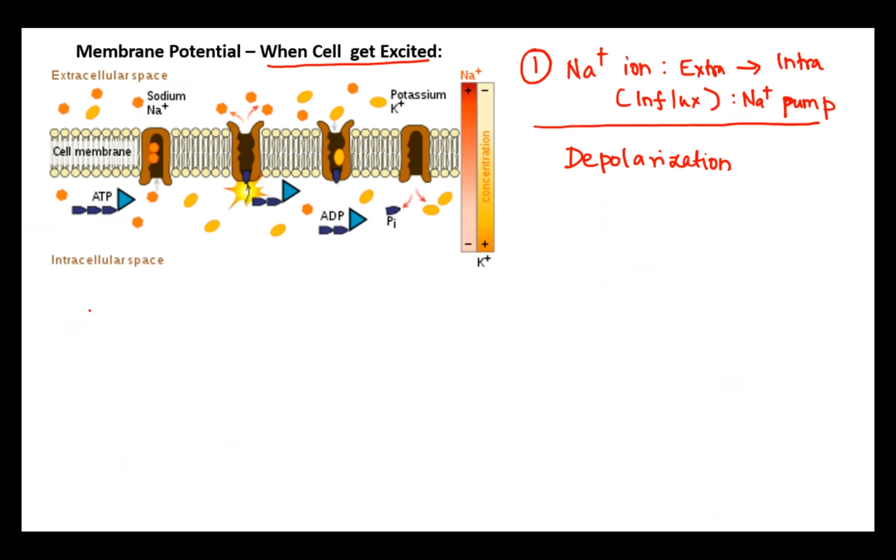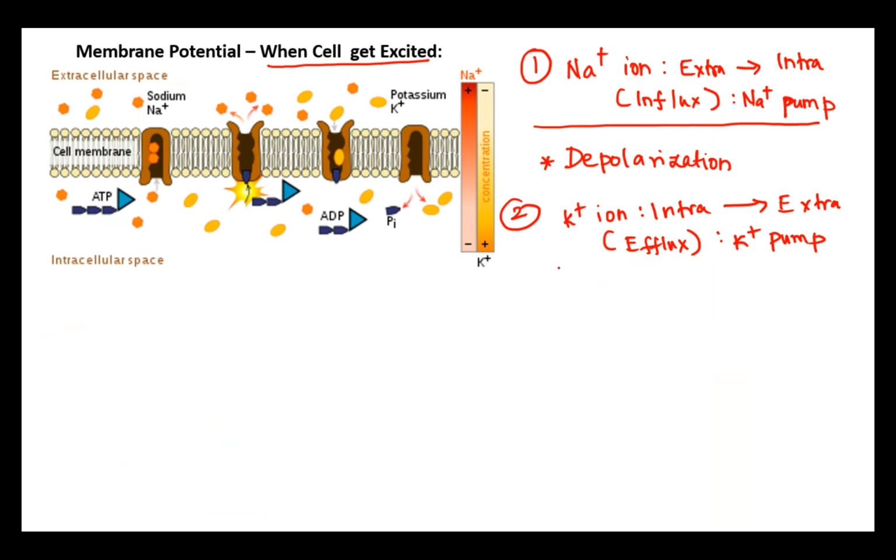Okay, second, in the same way it happens for potassium. So potassium ions, K plus ions, move from intra to extracellular fluid. So this process is called efflux. This happens through the potassium pump.